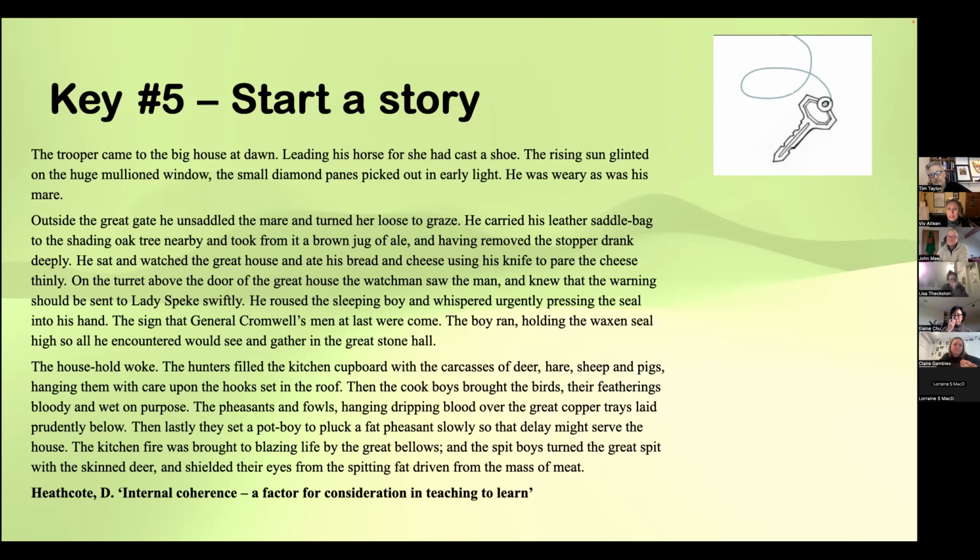Yeah, your storytelling stuff, you're hooking us into the action as well. And I remember you talking about that, Elaine, the value of it being action packed. Yeah, and I love that bit that only Dorothy can say, the sign that General Cromwell's men at last were come. It's so lovely, isn't it, that form. Yeah.